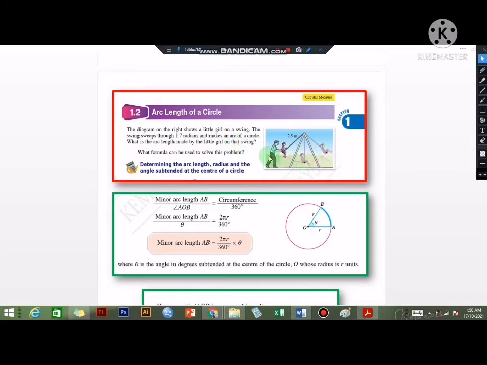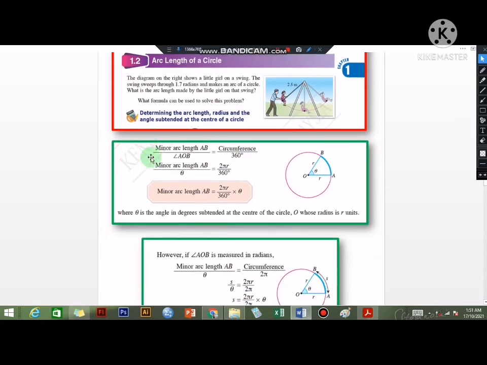So in this subtopic, we are going to learn how to get the length of arc by the angle in unit radian. So what formula can we use to solve this problem? We are going to discover a new formula to find the arc length of a circle. This is our learning objective, which is to determine the arc length, radius, and the angle subtended at the center of a circle.